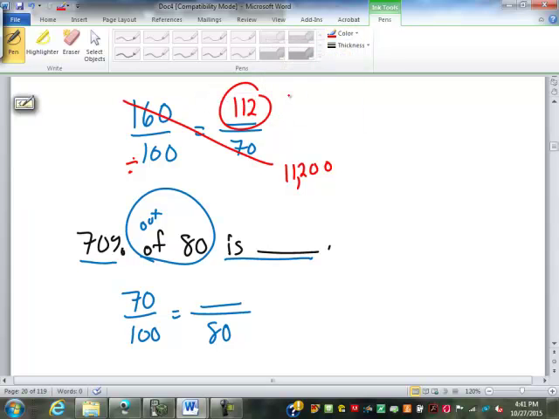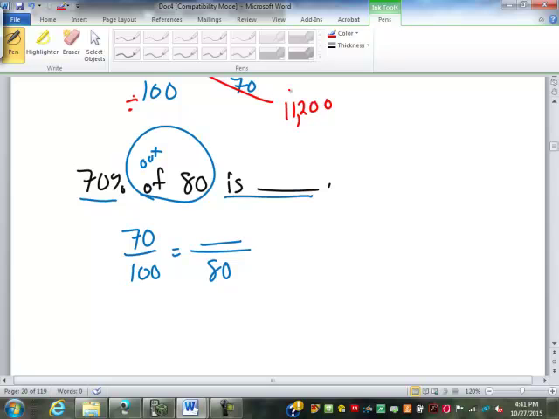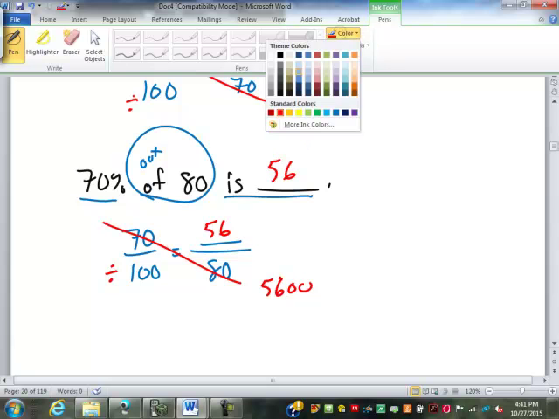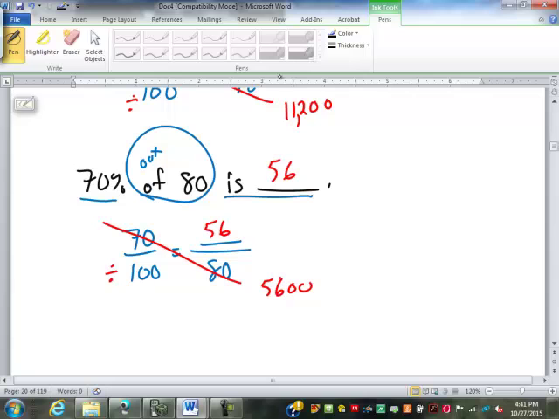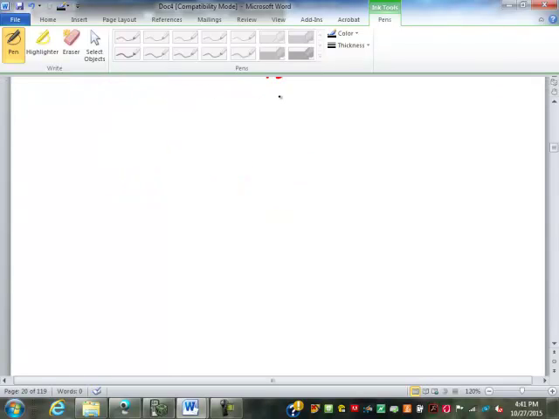So now, of course, we're going to cross multiply and divide. 70 times 80 is 5,600, and we divide by 100 to get 56. So 70% of 80 is 56. So far, all three of those problems have been the same form. So let's shake it up a little bit.